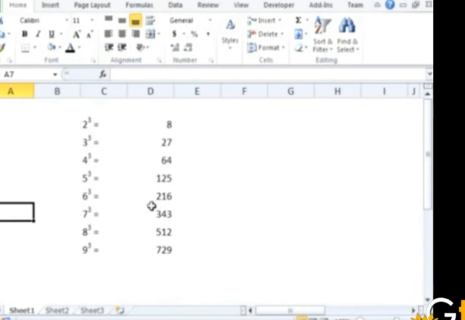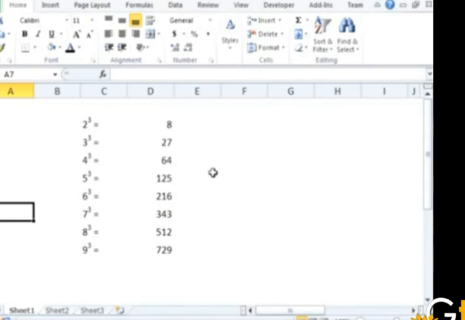So this is the sample table I have, where I have illustrated the cube values from 2 to 9. 2 cube is 8, 3 cube is 27, 4 cube is 64, 5 cube is 125, 6 cube is 216, 7 cube is 343, 8 cube is 512, 9 cube is 729. These are the basic cube values that I need to memorize for the first step.